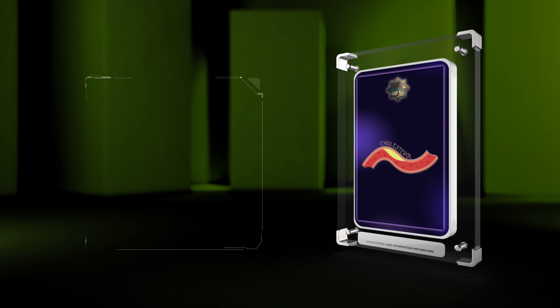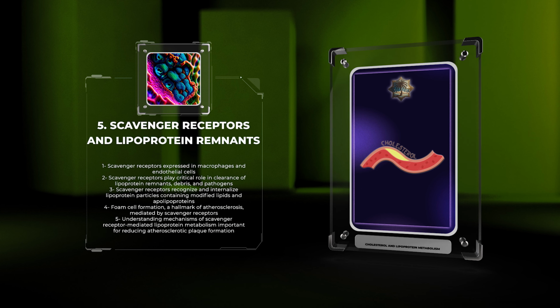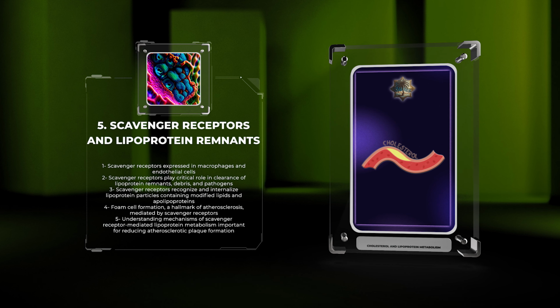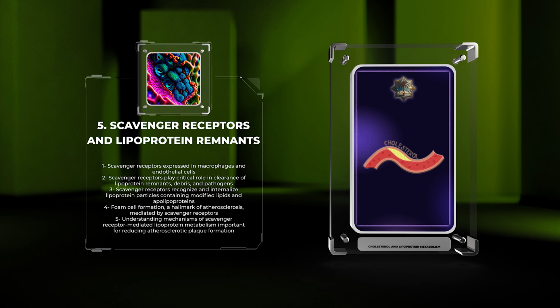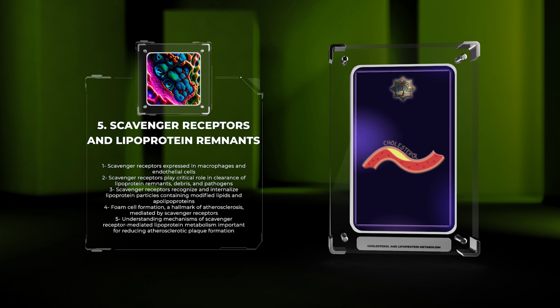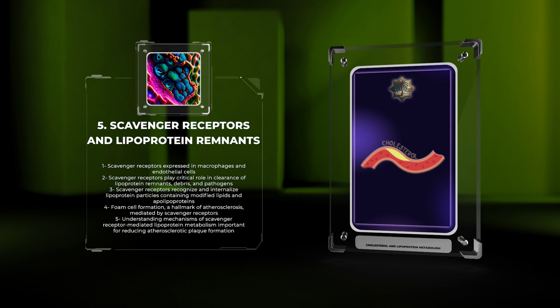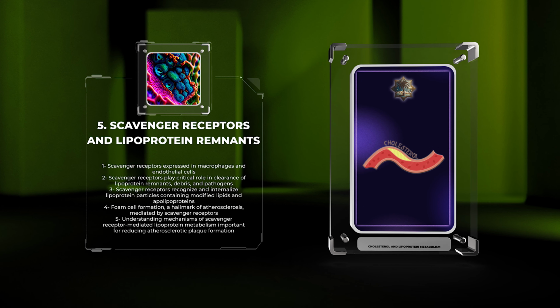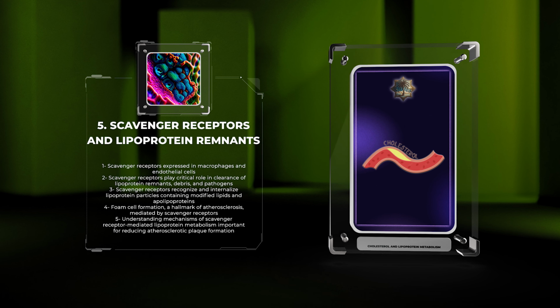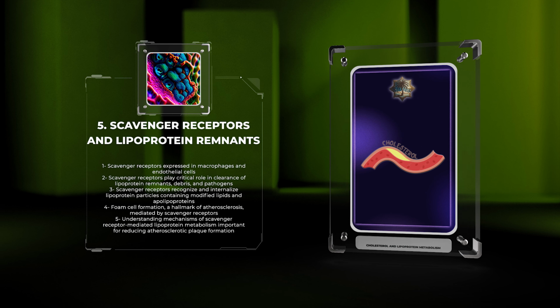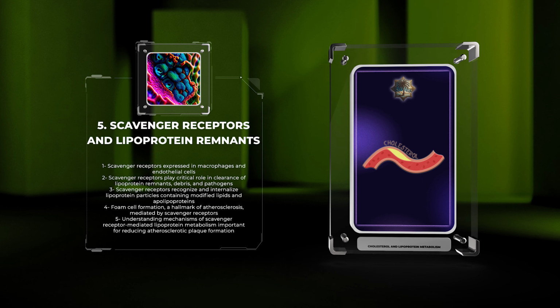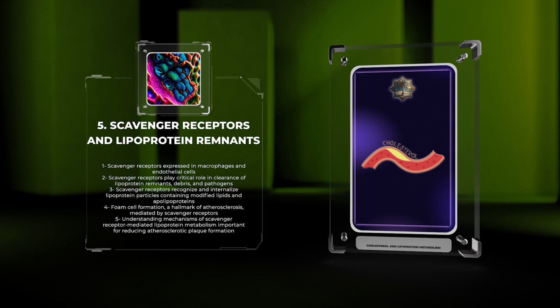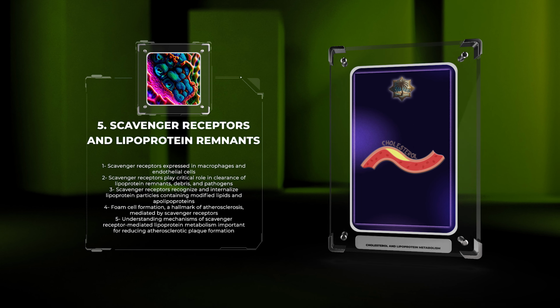Scavenger receptors are a class of cell surface receptors primarily expressed in macrophages and endothelial cells. These receptors play a critical role in the clearance of modified lipoprotein remnants, cellular debris, and pathogens. Scavenger receptors, such as SRA, CD36, and LOX1, recognize and internalize lipoprotein particles containing modified lipids and apolipoproteins, particularly oxidized LDL, oxLDL. This process leads to foam cell formation, a hallmark of atherosclerosis, contributing to the progression of cardiovascular diseases. Understanding the mechanisms underlying scavenger receptor-mediated lipoprotein metabolism is crucial for developing therapeutic strategies aimed at reducing atherosclerotic plaque formation.